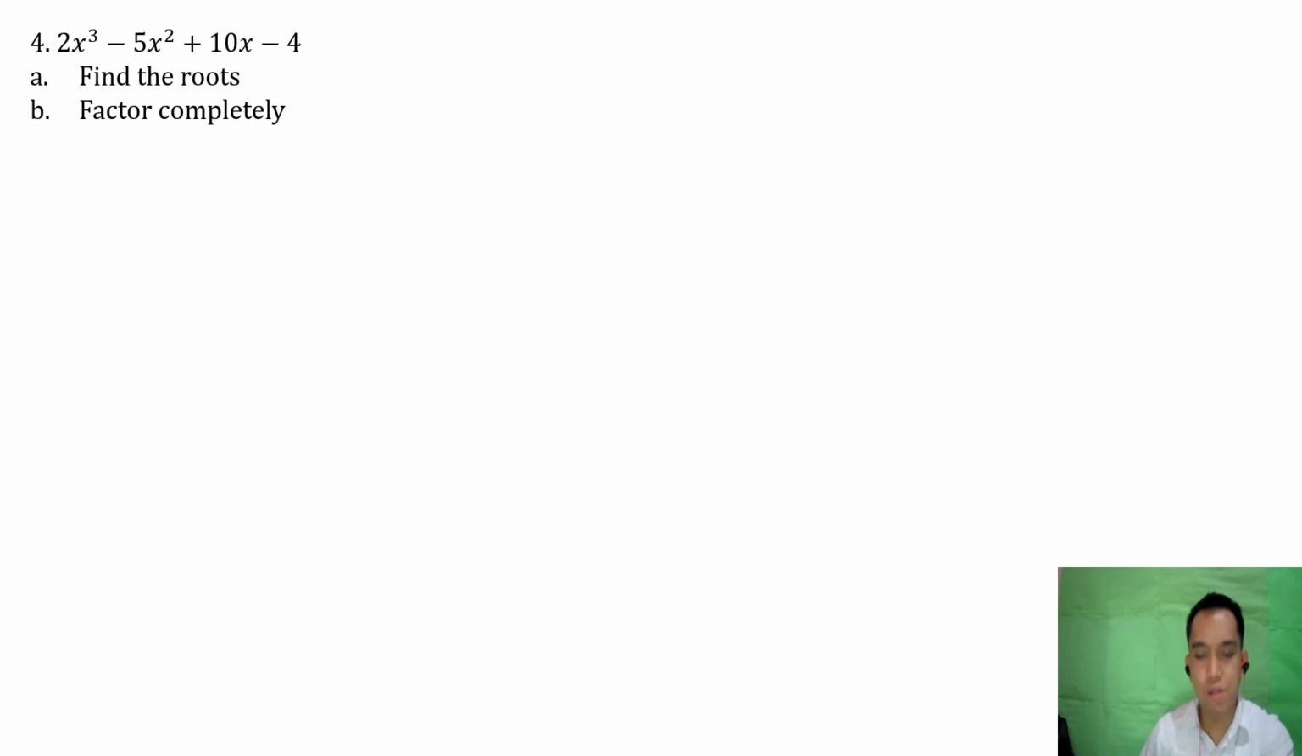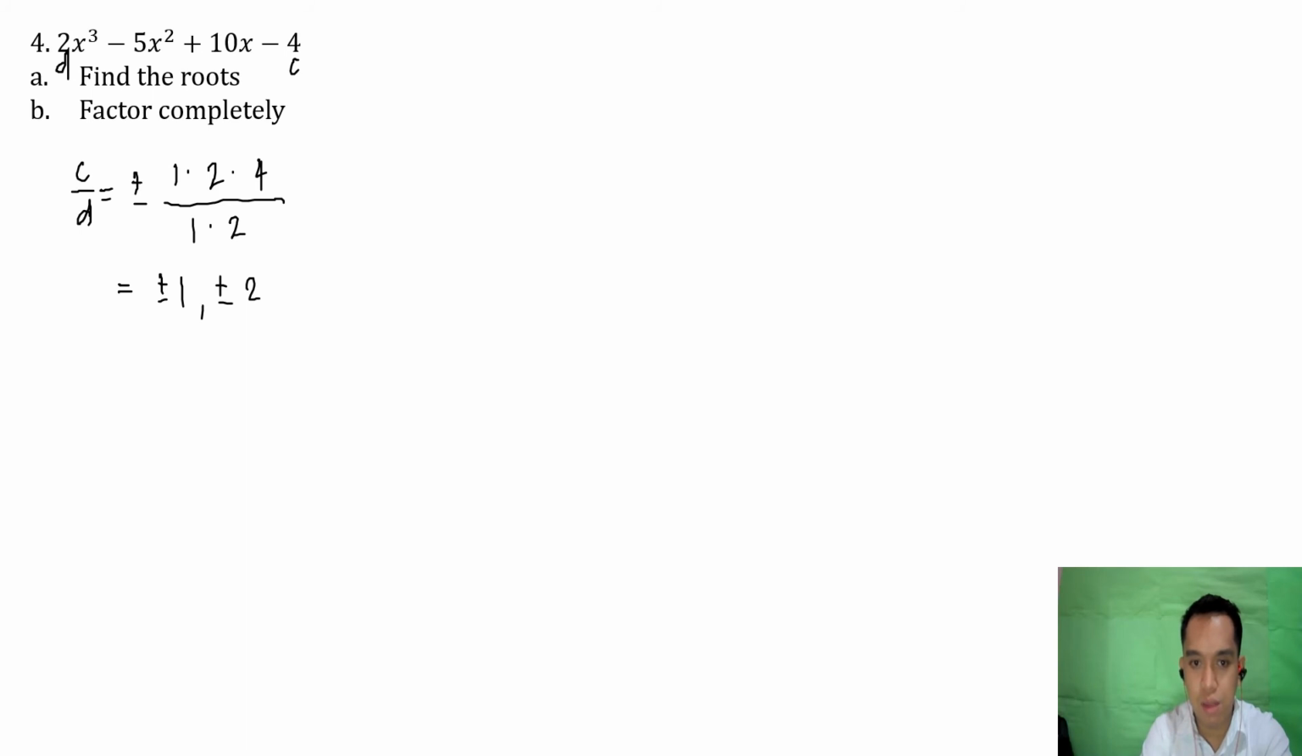Number 4 is 2x cubed minus 5x squared plus 10x minus 4. So the same process pa rin. This is our C and this is our D. Okay, so to find the possible roots, kunin muna natin yung factor ng ating C, which is positive, negative 1, 2, and 4 over positive, negative 1, and 2. So we have 1 divided by 1, positive, negative 1. 1 divided by 2 is positive, negative 1 half. Next is 2 divided by 1, may 2 na tayo. 2 divided by 2, may 1 na rin tayo. So next is positive, negative 4.